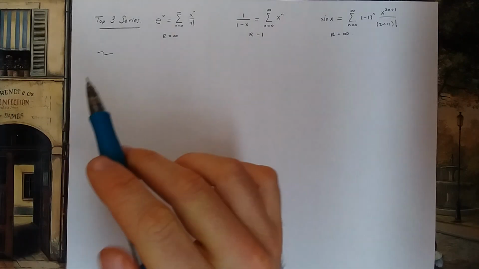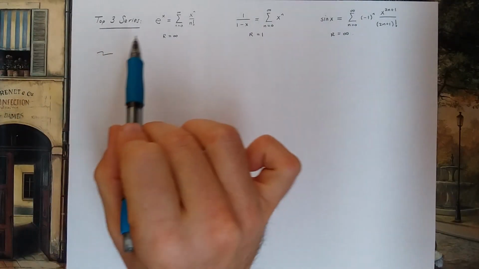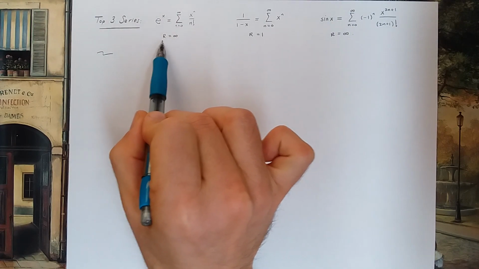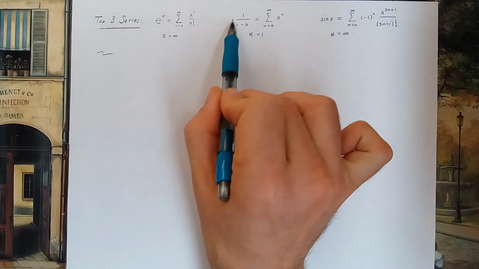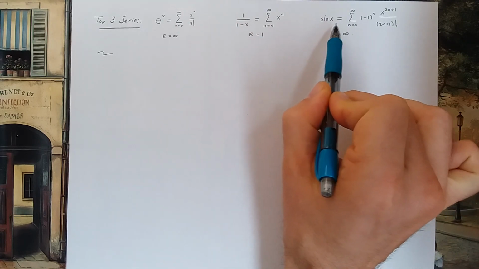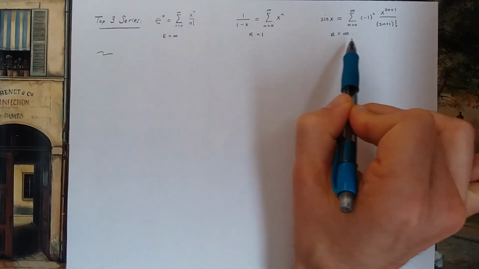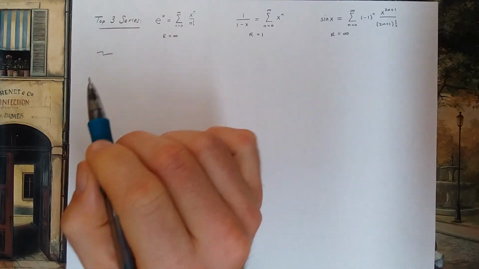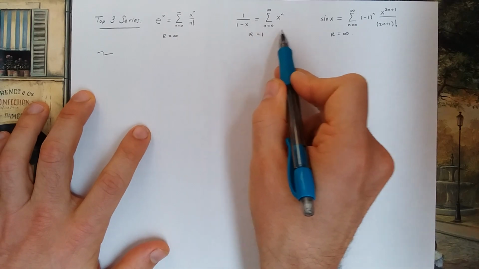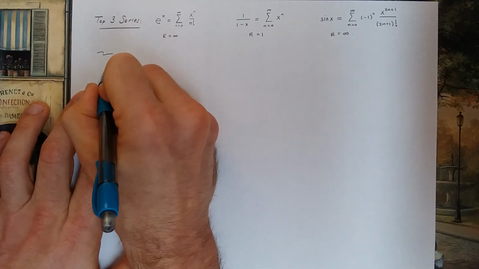So we now know the top three series for the course. You gotta know them. e to the x, radius of convergence infinity. 1 over 1 minus x, the geometric series, radius of convergence 1. And sine x, radius of convergence infinity. Here's an amazing fact. You could take derivatives and integrals of series term by term.